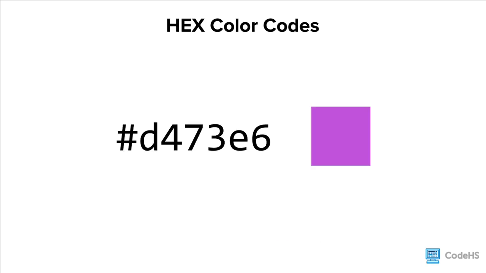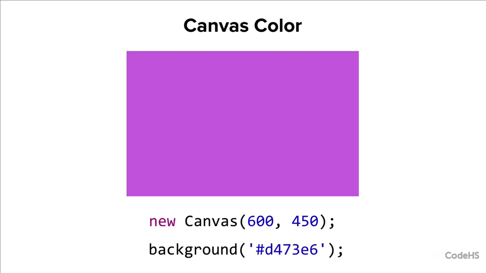We can also use what's called hex color codes to choose a very specific shade of a color. A hex code always starts with a pound symbol or a hashtag, followed by a series of characters. You can search online for hex color picker to find a tool that will help you find different hex codes for certain colors. When using this hex code with our canvas, we get something like this.